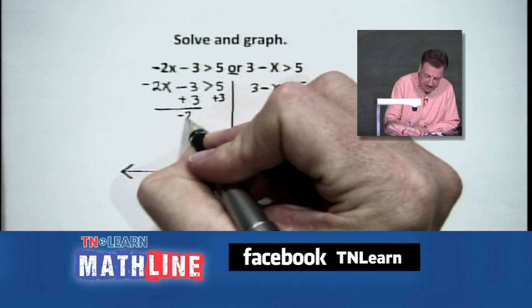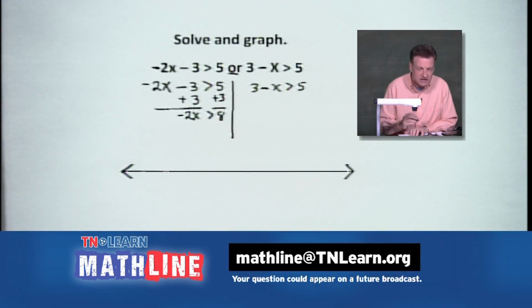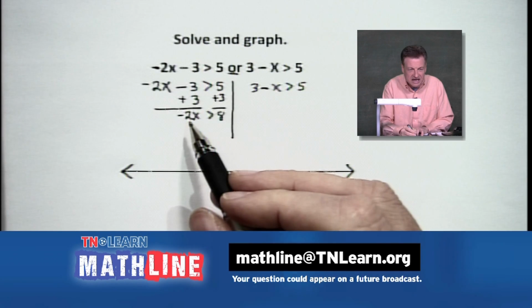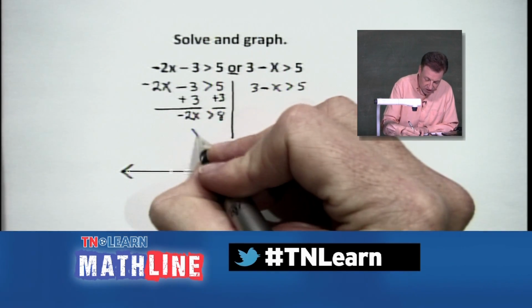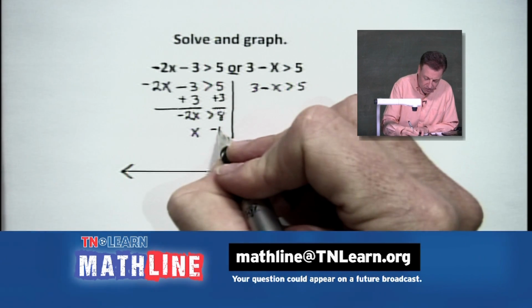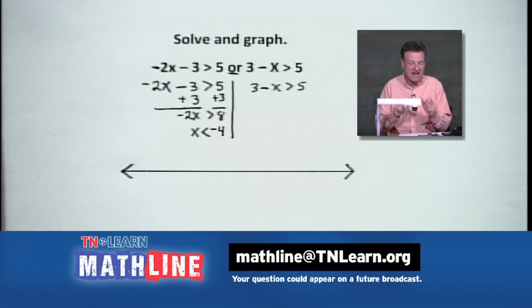And I'm seeing negative 2x greater than 8. And again, we're going to divide by negative 2. So my friends, it's got to shift. That inequality has got to shift. So we're going to be taking up x. We're going to come up negative 4, but we've got to make sure that greater than becomes less than. That happens when we divide by a negative. And when we subtract things, no problem for both sides.